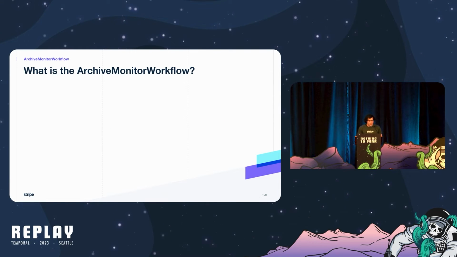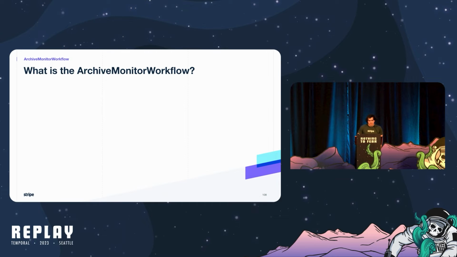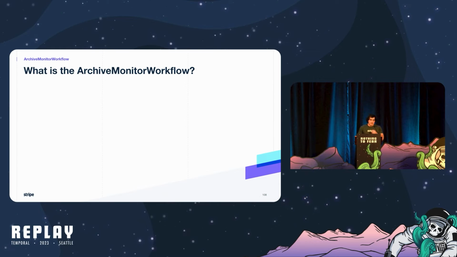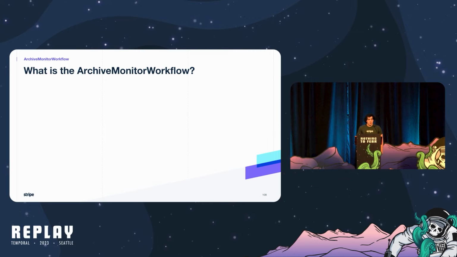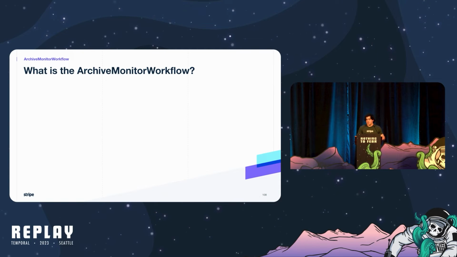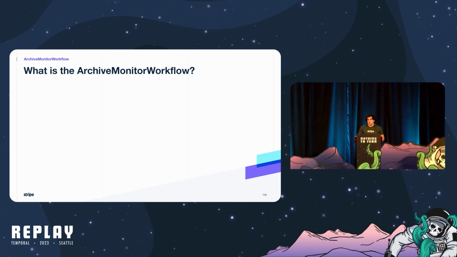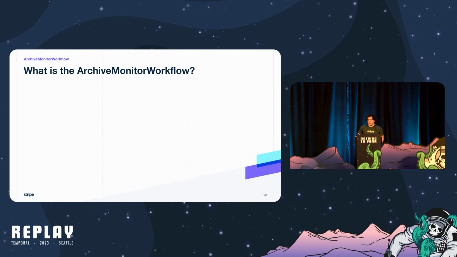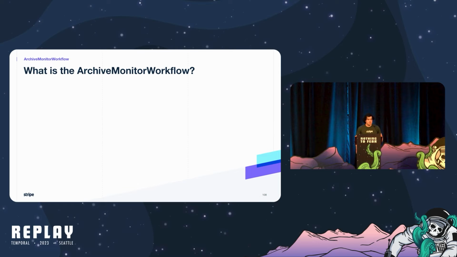So what is the archive monitor workflow? Given that we're dealing with really, really sensitive data, it's really important that the information that's been sent to the Kafka topics is successfully written to S3. So we use this archive monitor workflow to make sure that this data is written successfully.